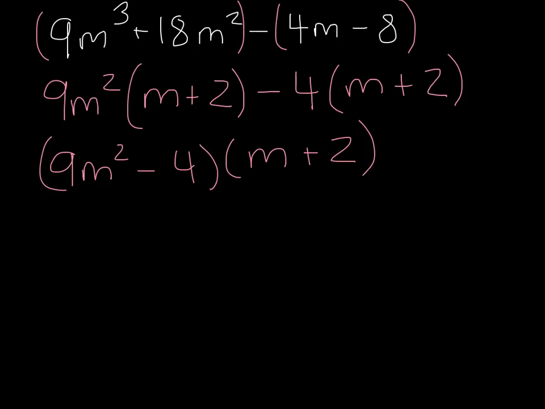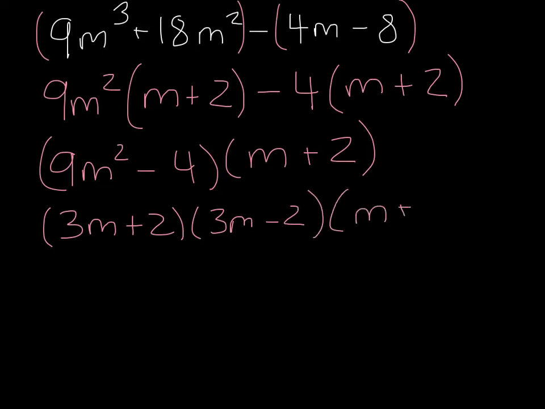Can we factor this any further? 9m squared minus 4 looks like the difference of two squares. So we can factor the first term down into 3m plus 2 times 3m minus 2, and the m plus 2 comes along for the ride again, and this is fully factored.